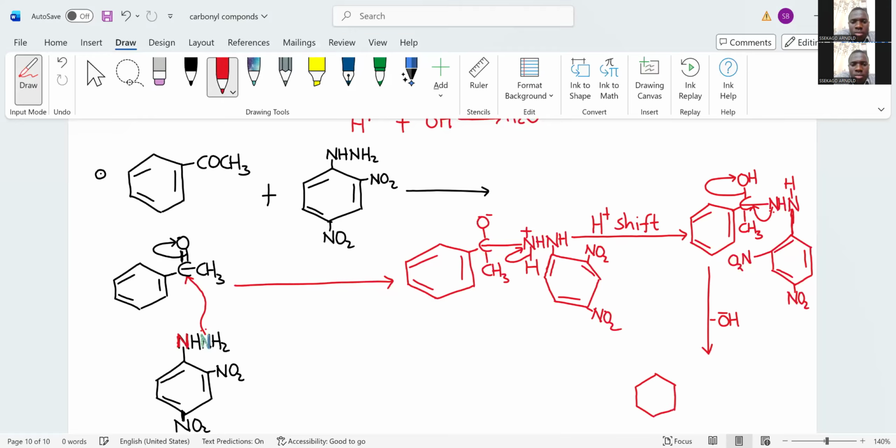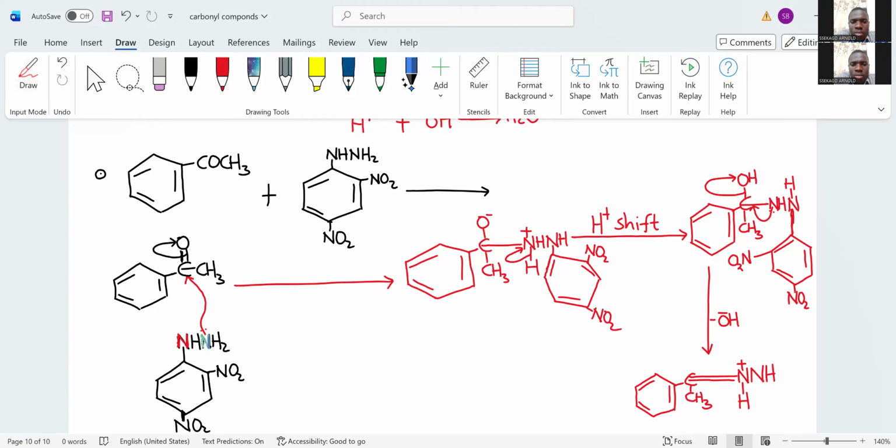From there, we have the carbon with the CH3, with the double bond, nitrogen, which has a plus, nitrogen carries hydrogen, then another nitrogen. But down there we have a benzene ring.